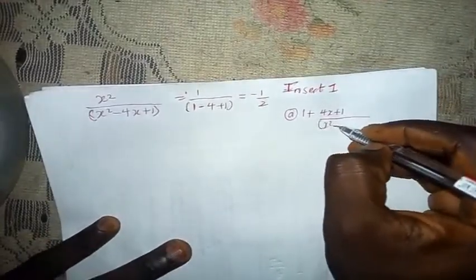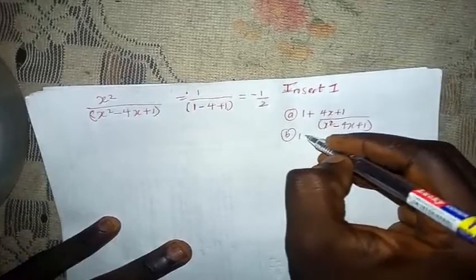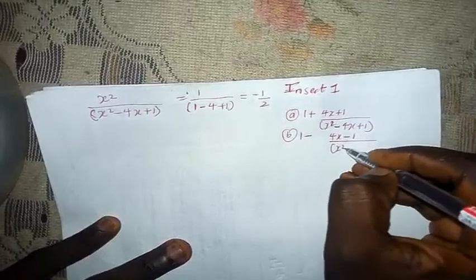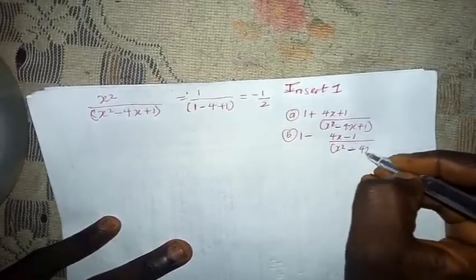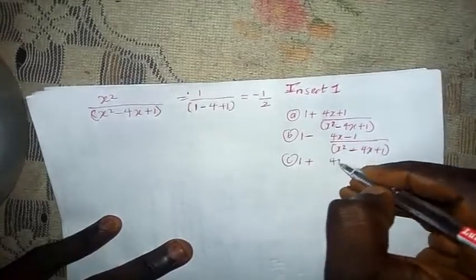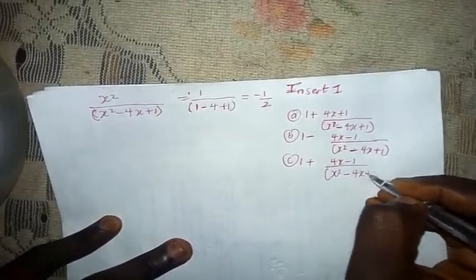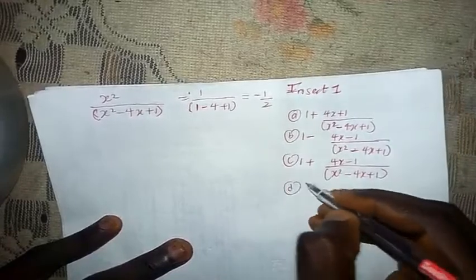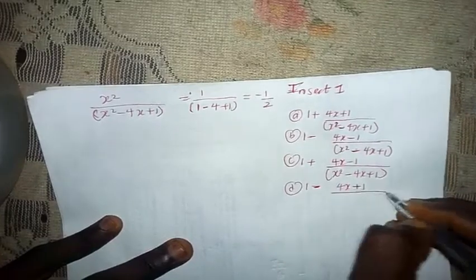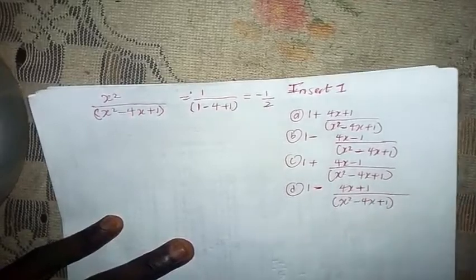And the options I have: option A, we have 1 plus 4x plus 1 over x square plus x square minus 4x plus 1. Option B, we have 1 minus the same 4x minus 1 over x square plus x square minus 4x plus 1. And option C, we have 1 plus 4x minus 1 over x square minus 4x plus 1. And option D, we have 1 plus 1 minus 4x minus 4x plus 1 over x square minus 4x plus 1.